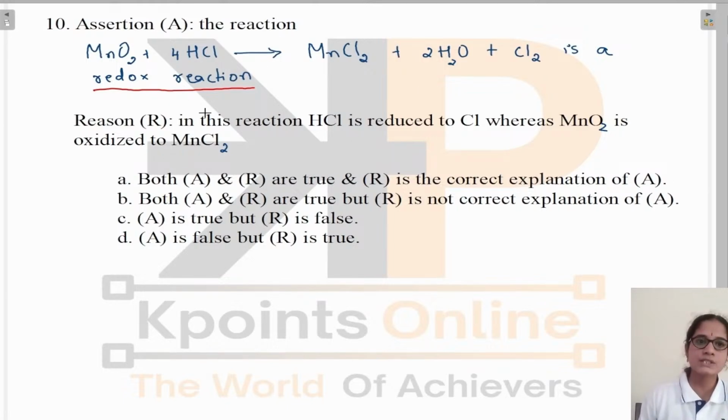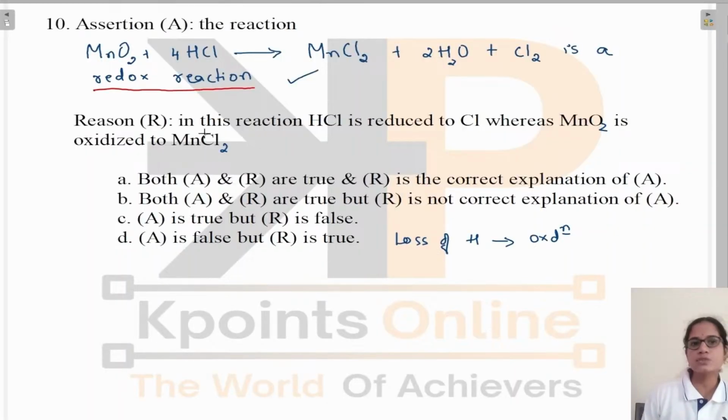First let us analyze this assertion and reason. This is a redox reaction. Yes, it is true that it is a redox reaction as there is loss of oxygen and loss of hydrogen here. Then the reason given here is: in this reaction HCl is reduced to chlorine whereas MnO2 is oxidized to MnCl2. HCl is reduced to chlorine? No, this is not reduction. Here when there is loss of hydrogen, it means it is oxidation. It is not reduction.